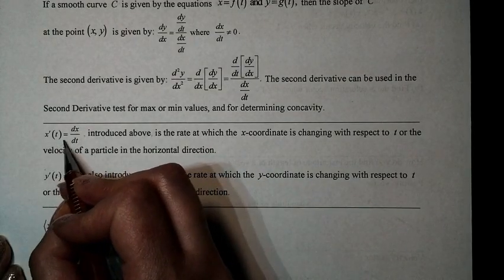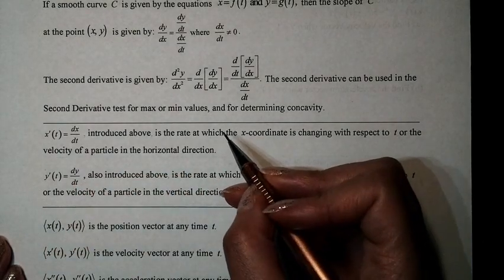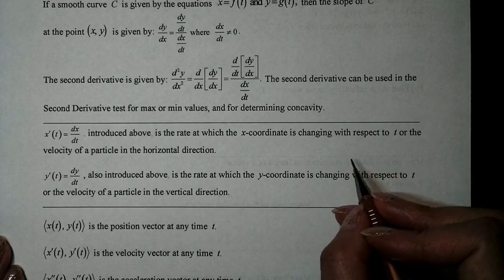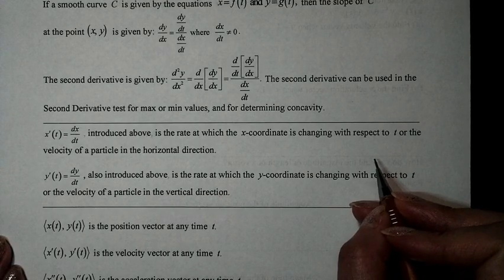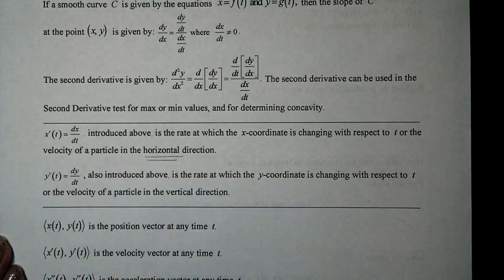x prime of t is going to be equal to dx/dt. Okay, we introduced this notation above, and we know that this is going to be the rate of change at which the x coordinate is changing with respect to t, or the velocity of a particle in the horizontal direction. Why horizontal? Because we're talking about x.